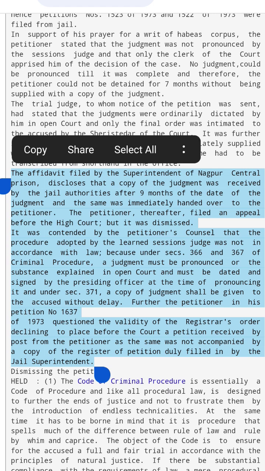Why was this important? The prisoner is trying to show that he wasn't treated fairly because the law says the judgment should be given out in the open, on time, and signed by the judge immediately. The prisoner should get the judgment paper without delay. Here, the prisoner didn't get the judgment paper for 9 months, which means the court didn't follow the rules correctly according to the law.